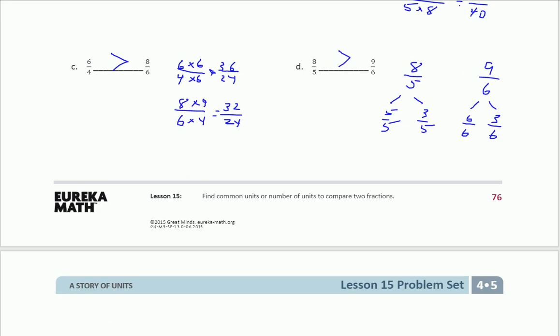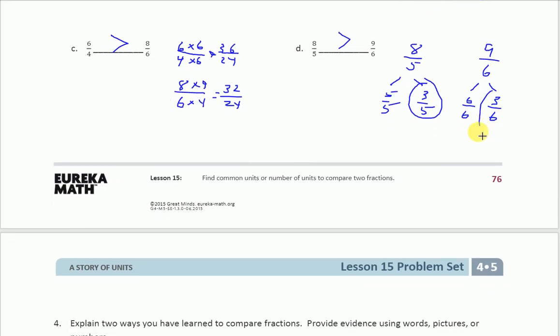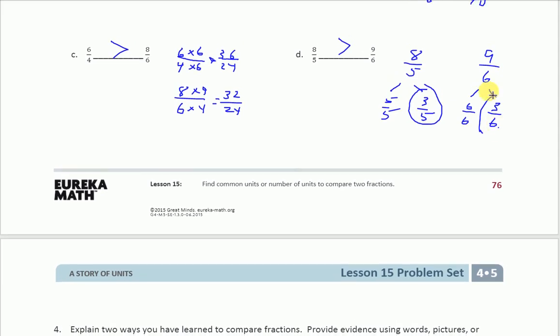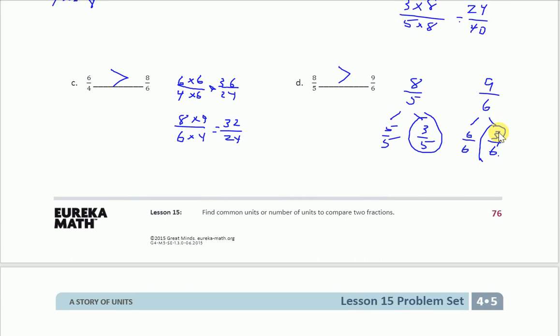Alrighty, how'd you do? Well, I did one using the method of doing multiplication to get a common denominator, which is 24ths in this case, and it ends up being 6/4 is greater than 8/6. And this one I did the old number bond. And then I came up with 3/5, so they both are 3 pieces. And as I know, fifths are going to be bigger than sixths, so that's how that one works. All right, let's go on.